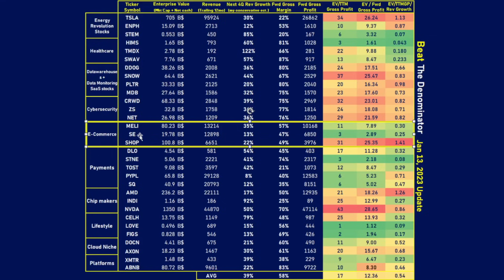Let's talk about Sea Limited. Sea Limited is spelled S-E-A in the name. It stands for Southeast Asia. It's the e-commerce giant of Southeast Asia, and by Southeast Asia you should understand mostly Indonesia, or at least Indonesia as the biggest market. Just like for MercadoLibre, the biggest market is Brazil. For Sea Limited, it's Indonesia.